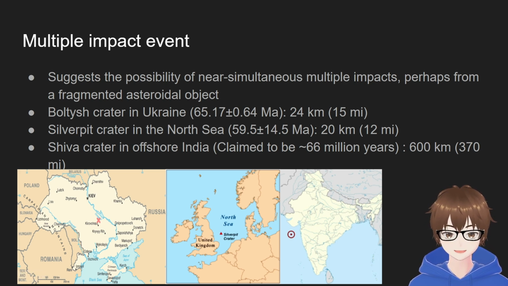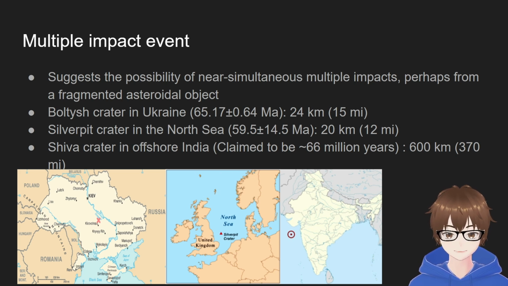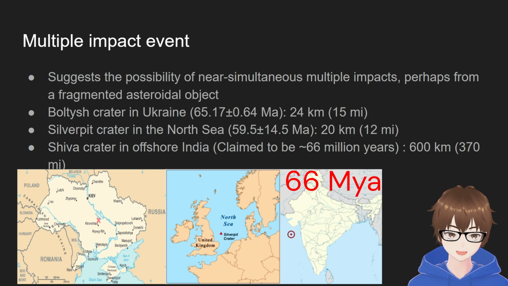The middle one here is, of course, the North Sea Silver Pit crater, and it was 5.9 million years ago, and it was 20 kilometers or 12 miles. Then we have the Shiva crater, which is offshore India, and it's to my immediate left. It claims to be 6.6 billion years ago, and it is 600 kilometers or 370 miles.